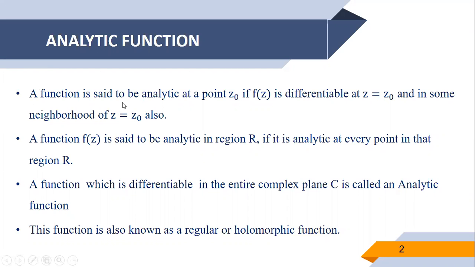A function is said to be analytic at a point z0 if f of z is differentiable at the point z equal to z0 and also differentiable in its neighborhood. So again, a function is said to be analytic at the point z0 if the function is differentiable at that point and also differentiable in its neighborhood.